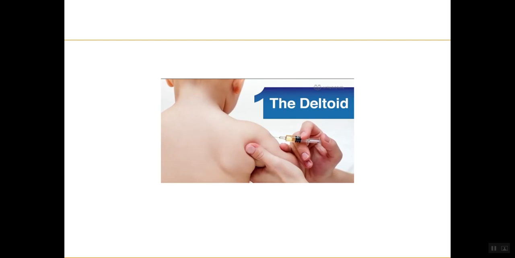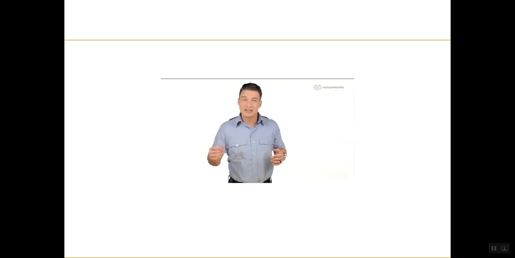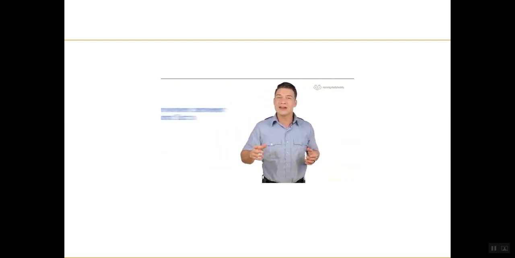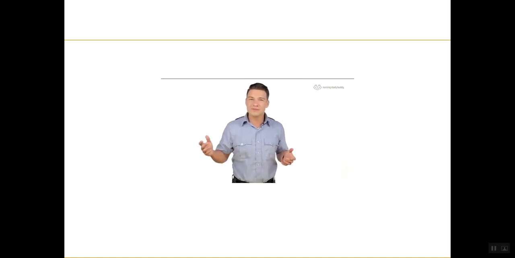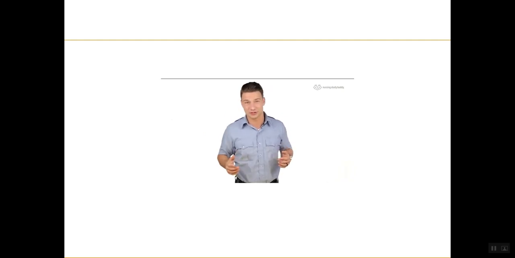Now, there are three major areas that we give an IM injection. These are the deltoid, we have the vastus lateralis, and the dorsogluteal muscles. Depending on the size of the muscle mass and the area that we're going to give it, you can give anywhere between 1 and 5 cc's of medication. So now that we've told you what it's about and kind of what it entails, let's get into how to give an intramuscular injection.